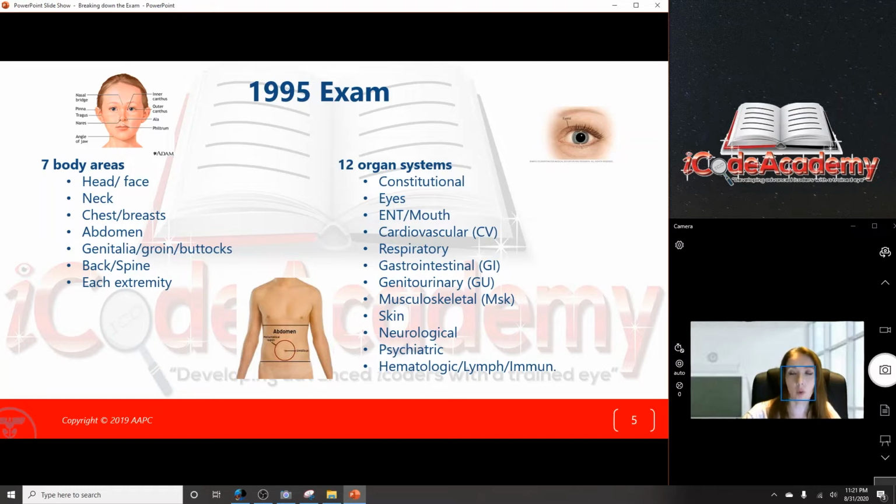Next, we have our 12 organ systems. Constitutional is going to be, just like in our review of systems, that general, how are you feeling, any weight loss, weight gain, as well as our vitals, but we'll talk about that a little bit more here in a minute. We've got eyes, ENT, cardiovascular, respiratory, we have our GI and GU, musculoskeletal, skin, neuro, psych, and then we have our hematological, lymphatic, and immune system.